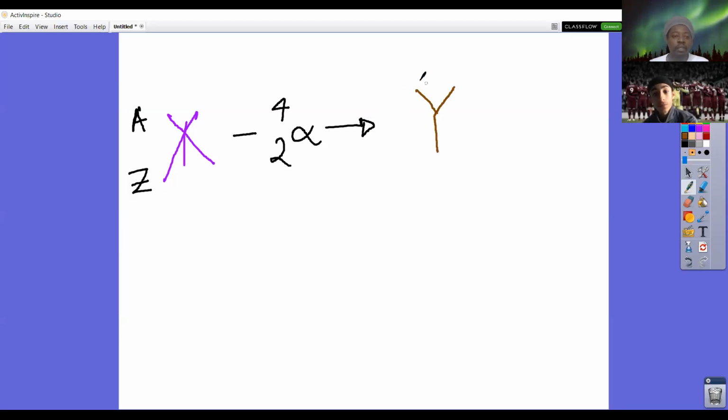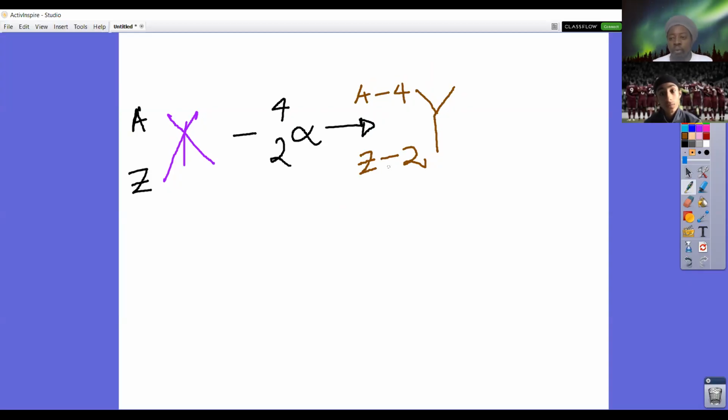Now, this new element is going to have a new atomic number. How do I work out the atomic number of this new element? Do you take away the 4 and 2? Absolutely. So firstly, the mass number is going to be A minus 4. So whatever this A was, subtract 4 from it. And Z minus 2. And that is how you write decay equations.